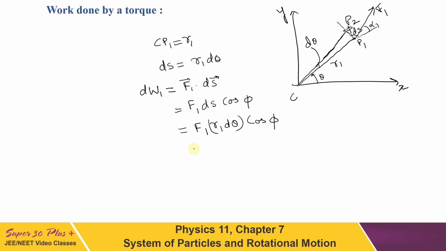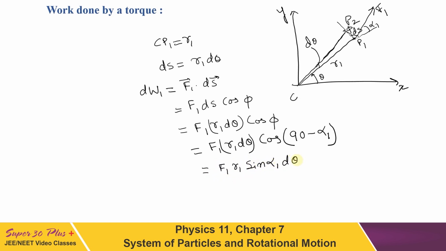Also F1 R1 d theta cos phi can be written with cos of 90 minus alpha 1, because alpha 1 is the angle that force is making with R1. So phi can be written as 90 minus alpha 1. What is this value now? F1 R1 sin alpha 1 d theta.